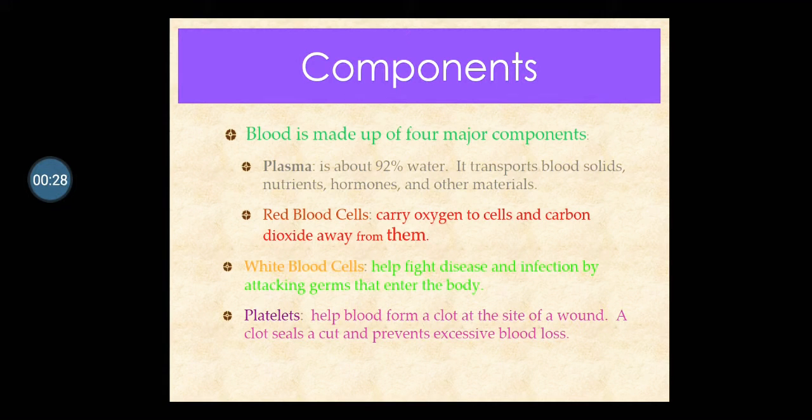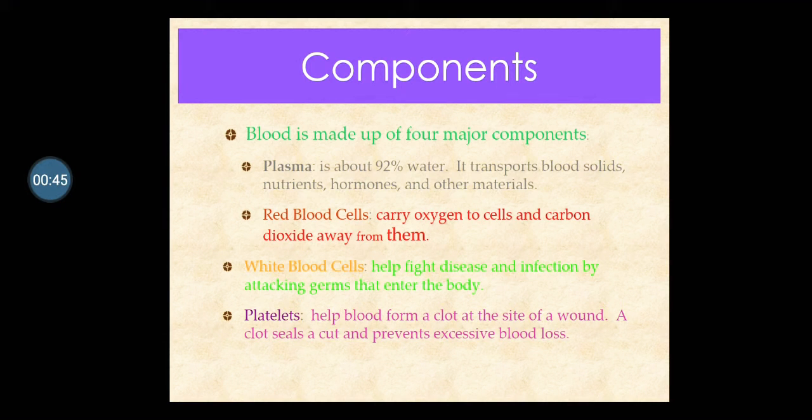Let's see components of blood. There are four major components of blood. First one, plasma, which consists of 92% water. It transports blood solids, nutrients, hormones and other materials.